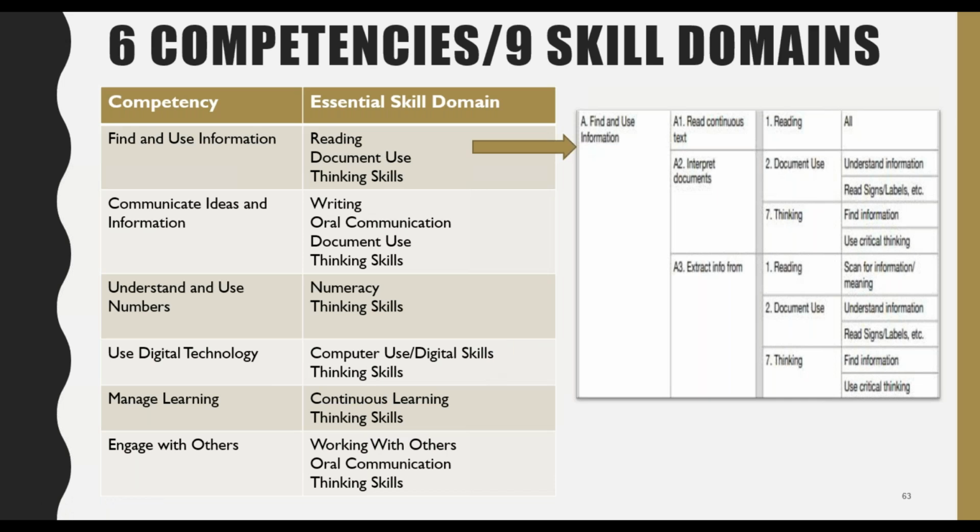With the competency managed learning, you can see that it built heavily on the concept of continuous learning. Again, the continuous learning scale is no longer used in essential skills, and the managed learning scale is pretty broad and bare boned, and that's because it was incredibly difficult to be able to level that particular competency. Engage with others is very connected to working with others, and oral communication, as well as thinking skills.